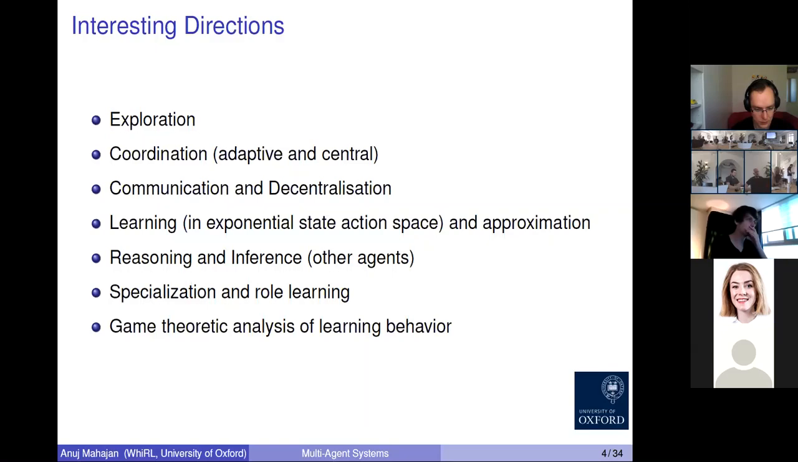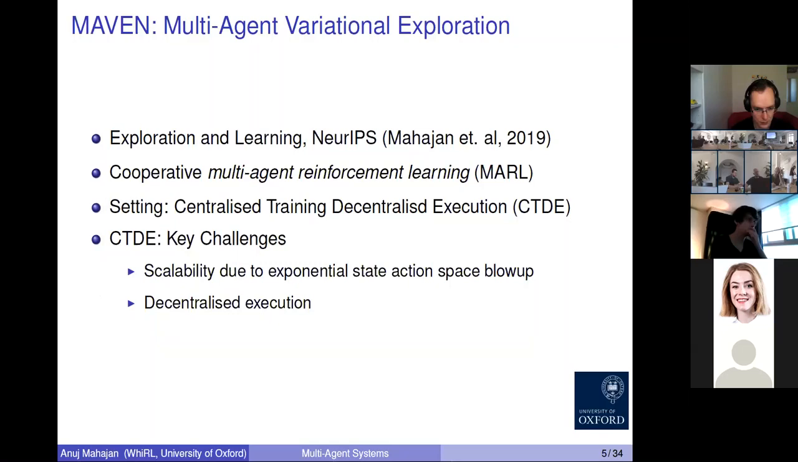So with that, I would like to discuss a recent work of mine called Multi-Agent Variation Exploration, which is about the problem of exploration and learning and how they interact together in a multi-agent system. This paper was featured in NeurIPS last year. Essentially the setting we are talking about is cooperative multi-agent reinforcement learning. Multi-agent systems can be trained in multiple ways, like reinforcement learning or evolution. In this particular paper, we are focusing on reinforcement learning.